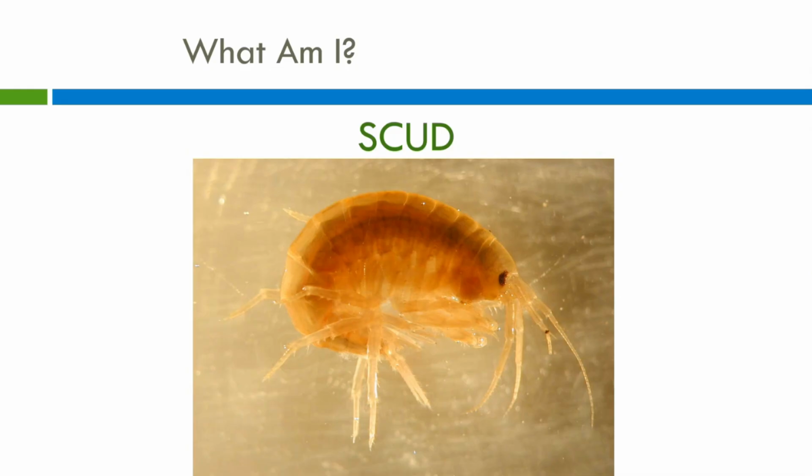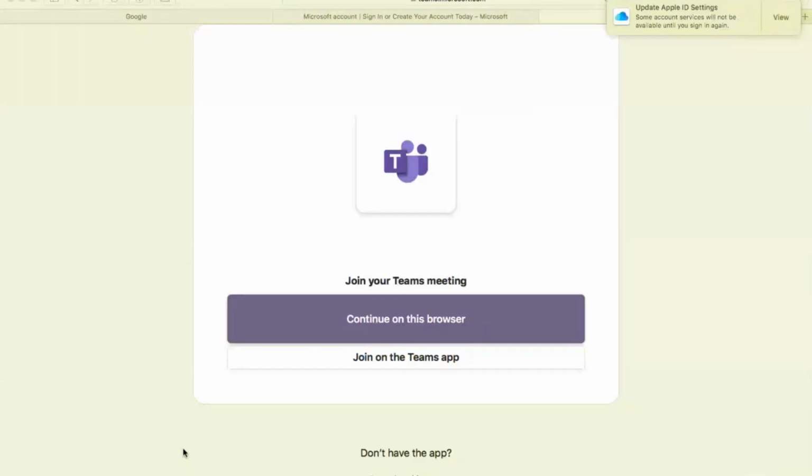Yep, we've got a few answers in already. This one is a scud or side swimmer, shrimpy, and found on the side.